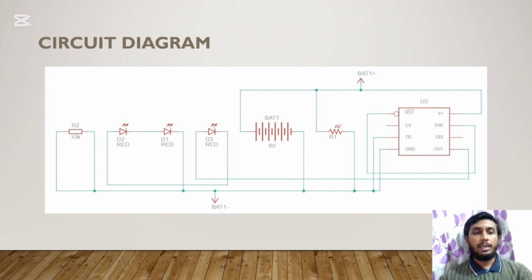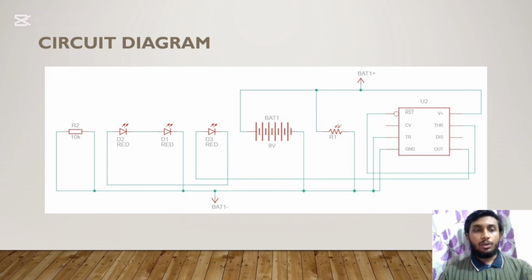Then coming to the LDR, also known as the light dependent resistor. When the LDR senses light, its resistance decreases, meaning the more light it receives, the lower its resistance becomes.